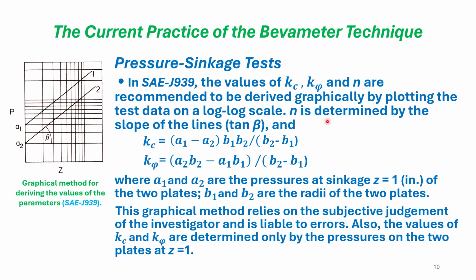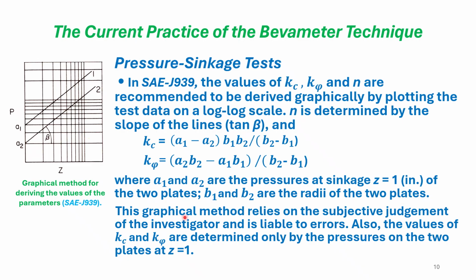n is determined by the slope of the lines, represented by the tangent of this angle beta. Kc and K phi are determined by these 2 relations respectively. a1 and a2 are the pressures at sinkage z equals 1 of the two plates. b1 and b2 are the radii of the two plates.